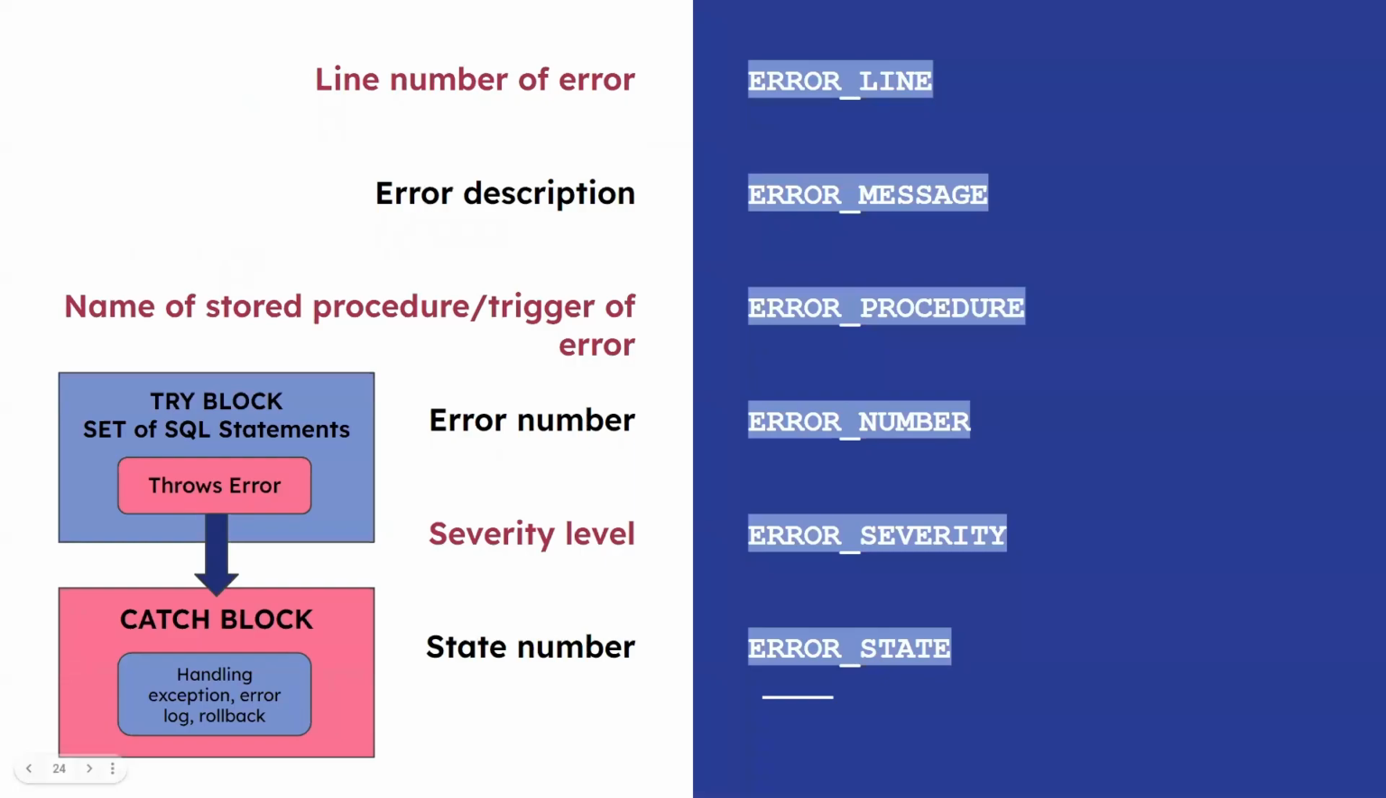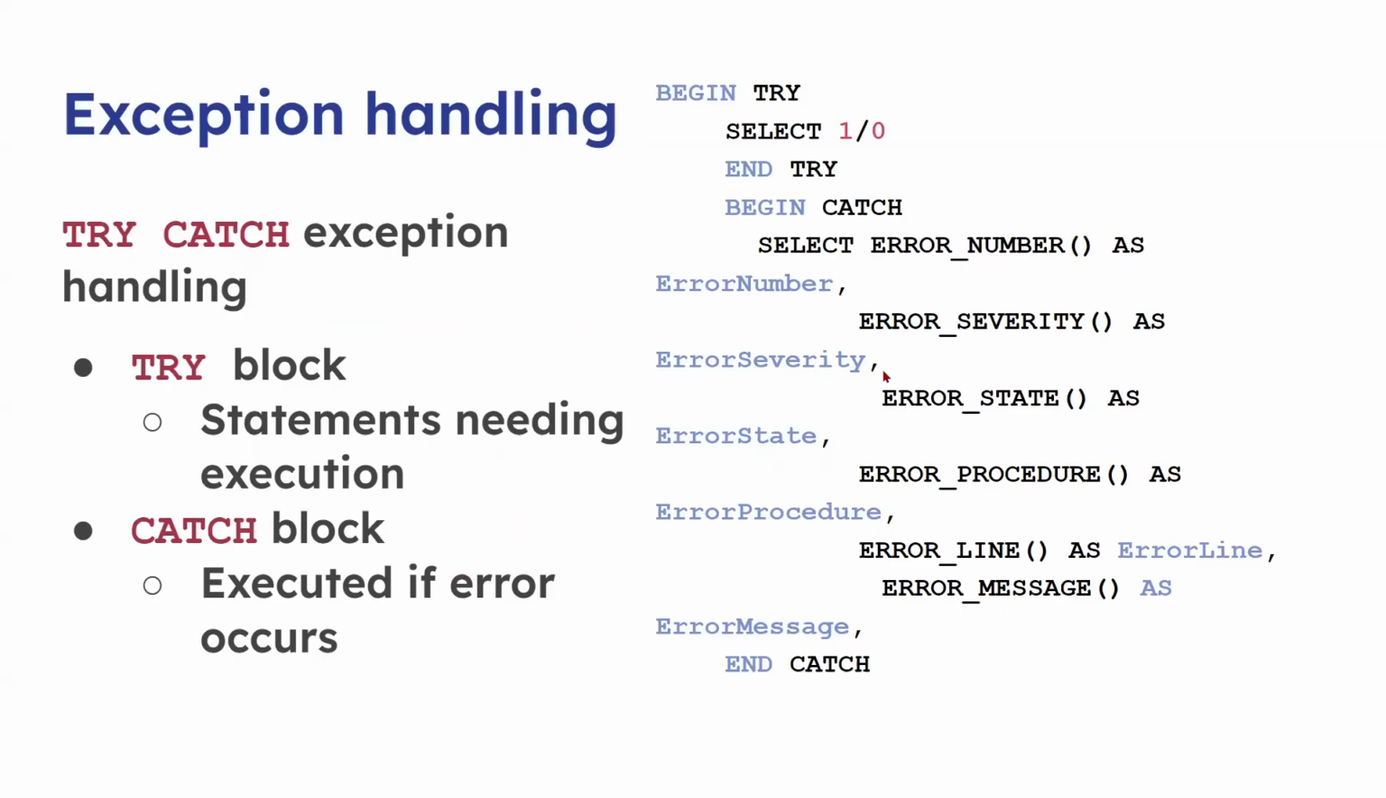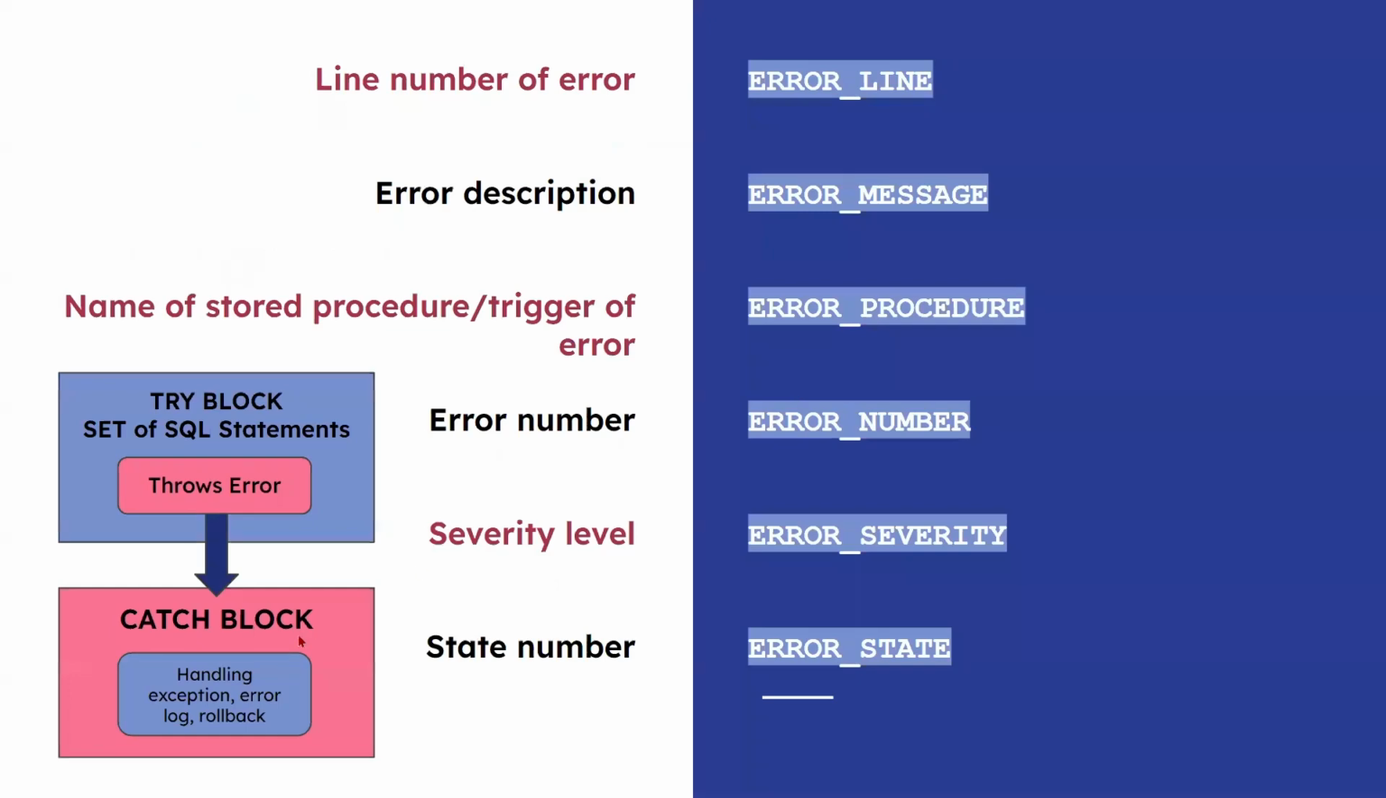SQL also uses error functions, which we see in this example. Firstly, there's error line, which returns the line number where the error occurred, and error message, which returns the error's description. The next function, error procedure, returns the name of the stored procedure or trigger where the error occurred. This function will return null if there's no procedure or trigger. Error number returns the error number that has occurred. Error severity returns the error severity level. Error state returns the error's state number.